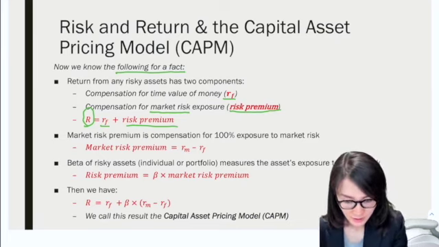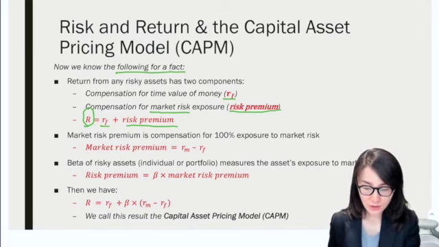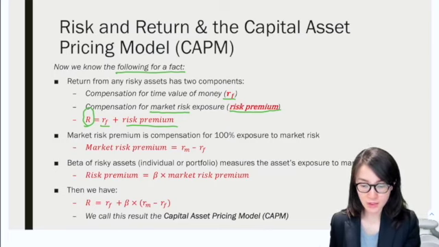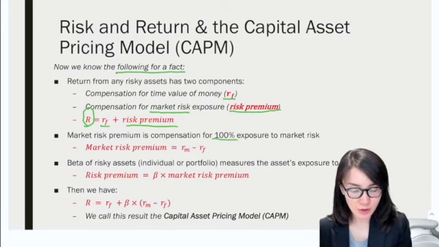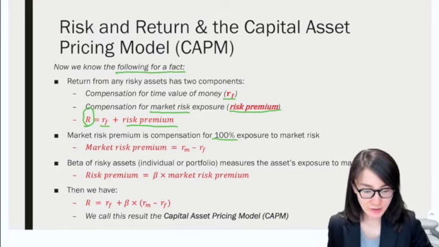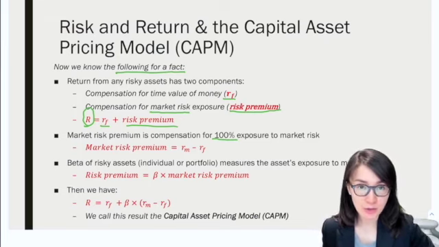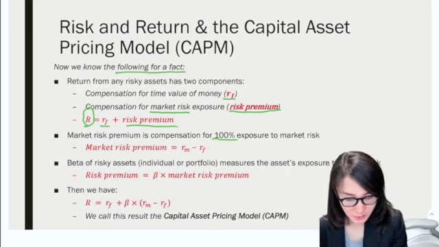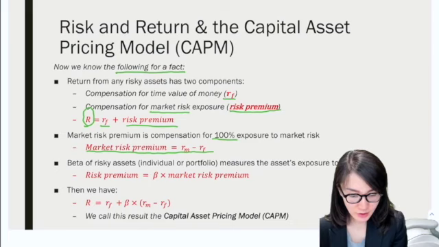And then we know that when we are talking about the market risk premium, we are just thinking about the market as a whole as represented by a market portfolio, the S&P 500 index. The market risk premium is the compensation for a 100% exposure to market risk. Because when you are holding the S&P 500, you are having a one-on-one relationship with the market because you're holding the market itself. So you have 100% exposure to the market risk. The market risk premium is simply the difference between the market return, RM, and the risk-free return, RF.